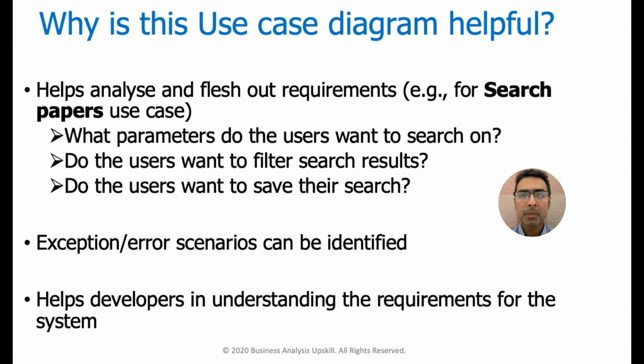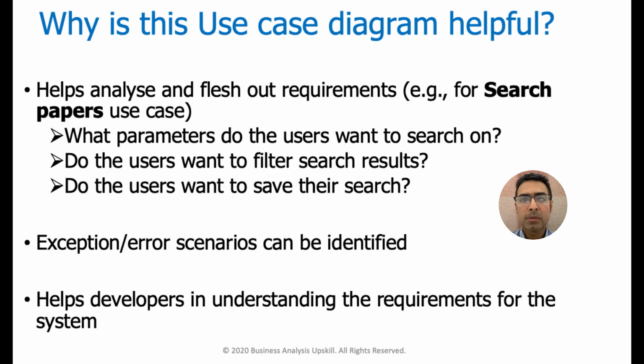Okay, now that we have made a simple use case diagram, let's think through this. Why is a use case so helpful? From a user's perspective, we'll take an example of search papers use case. The user is using the system to search papers. As a business analyst, this use case makes you think through the whole process. When a user searches for papers, what parameters would they be searching on? Once they get the search results, would they filter the search results? Would the users want to save their search? So on and so forth. All these are important clues because as a business analyst, that makes you think through all those steps and processes and lets you come up with requirements for the system.